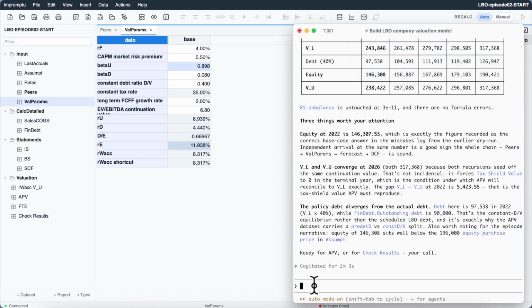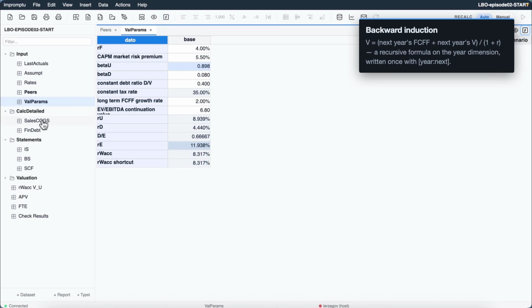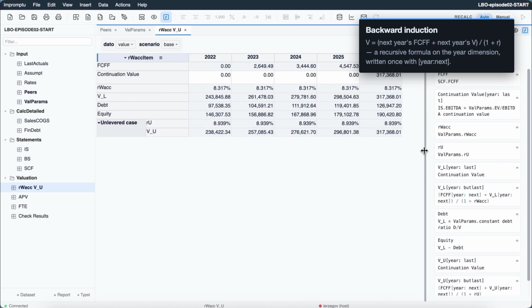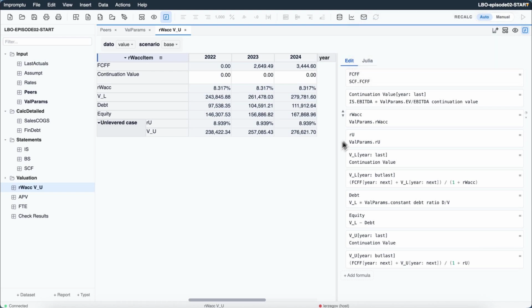Second, the discounting isn't a big sum, it's a backward recursion. Each year's value is next year's cash flow plus next year's value divided by 1 plus the rate, written once with the next year reference, and the engine rolls it back from the horizon to today. And third, the assistant also computes VU, the exact same cash flows but discounted at the unlevered rate. That's what the business would be worth with no debt at all. The zero leverage baseline the next method builds on.